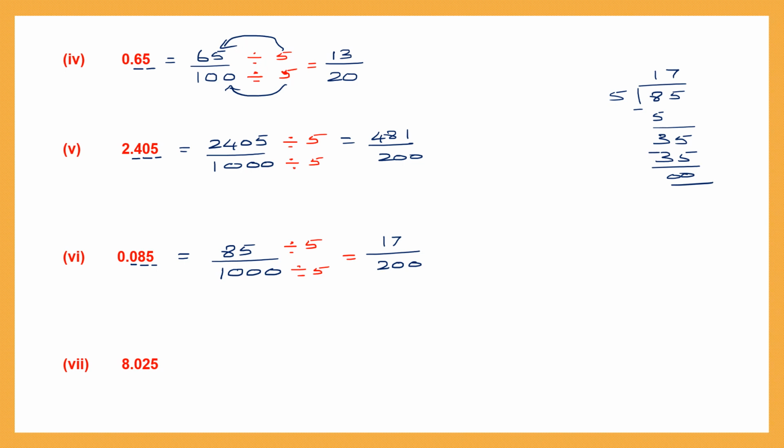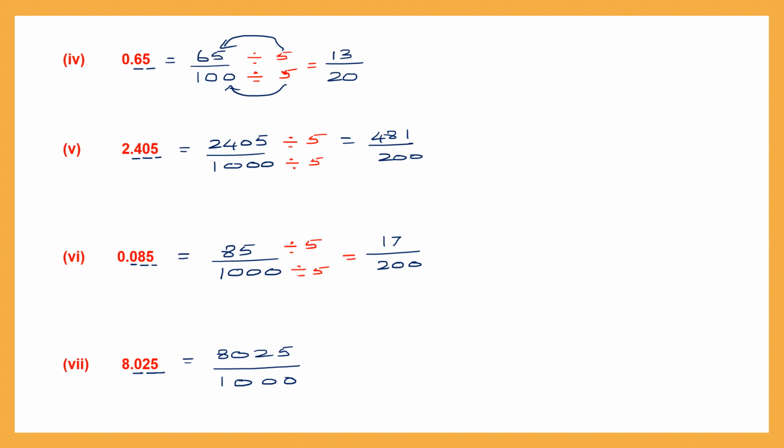Next one, we have 8.025. So let's remove the point. It becomes 8025. And in the denominator, we have 1 followed by 1, 2, 3 zeros, that's 1000. So what is our fraction? 8025 by 1000. Now we have to reduce this to the lowest term.